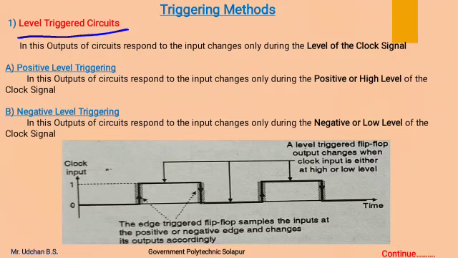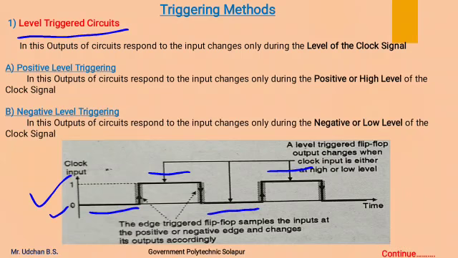In this, output of circuit respond to the input changes only during the level of the clock signal. This is the clock signal which is having low level and high level. This is a low level of the clock signal and this is a high level of the clock signal. Again low level, again high level. The low level is having a binary value of logic 0 and high level is having binary value of logic 1.